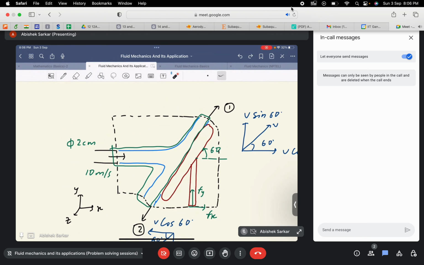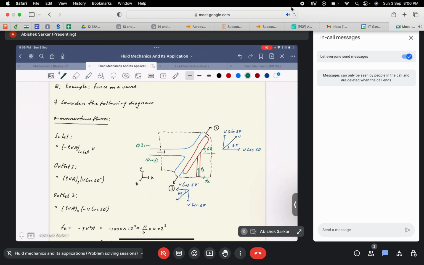So this example clearly shows how a clever choice of control volume helps us in mitigating the problems that could arise because of the calculation of additional forces that may act on the control volume. I guess it was clear. Again, I would say that it's a very clever approach.